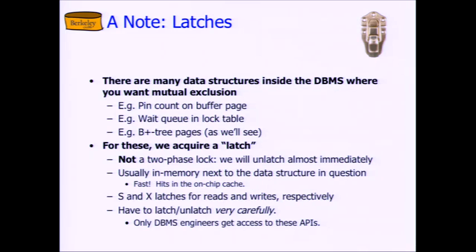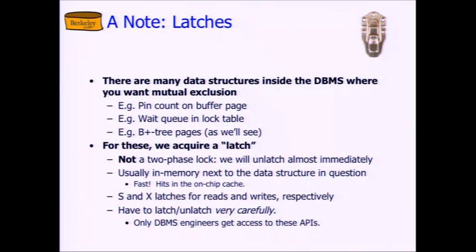All right, so there's a bunch of places where multiple transactions running concurrently need to coordinate just a little bit, just for a second, on an internal data structure. Latches are for this. And we're going to use them for B+ tree pages. So for all of these, rather than acquiring a lock, we acquire what's called a latch. It is not a two-phase lock because we're not going to hold it till the end of transaction.